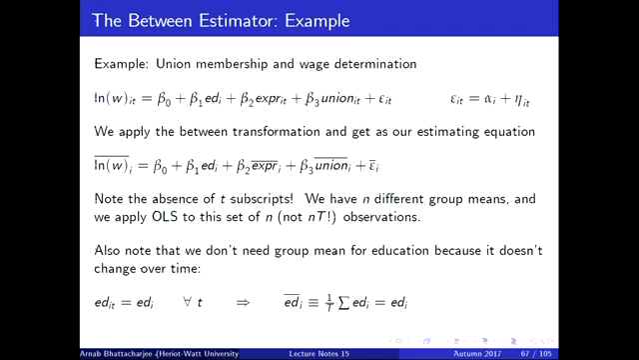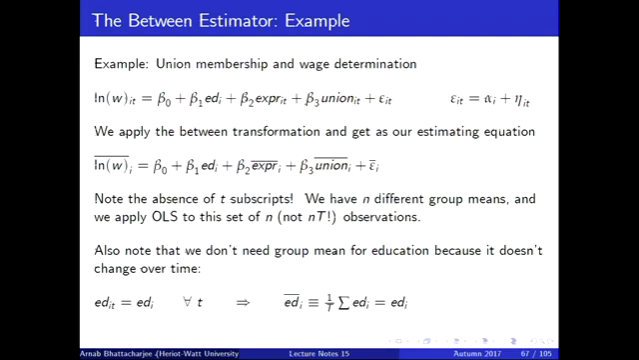Union membership and wedge determination. We have seen this example several times. All right. So now what do we do? We apply the between transformation to the data. What is the between transformation? That is simply taking averages. See, all the t drops out, because it's one observation for every individual.